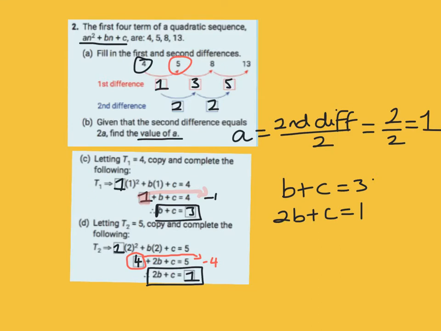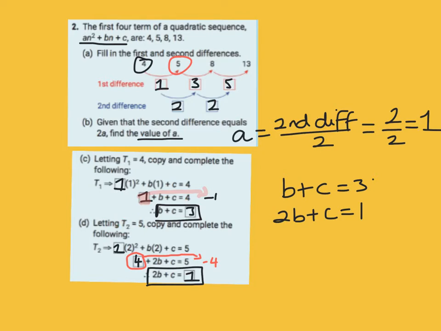And then for this part, we know that the first term is 4. So in this equation up the very top here, we just substitute in 1 instead of n, because we're looking at T1. And then instead of A here, we just substitute in 1. And we let that all equal 4, because 4 is our first term. And then when we solve that down, we get b plus c is equal to 3.